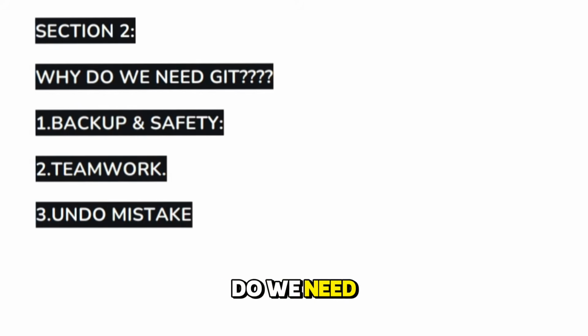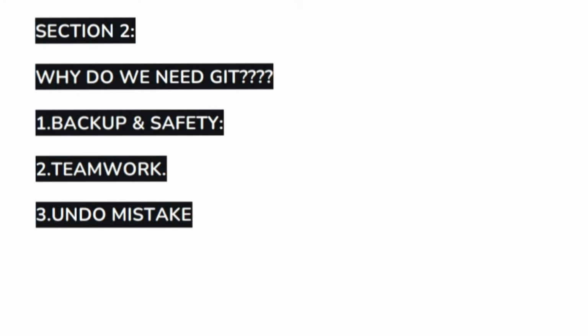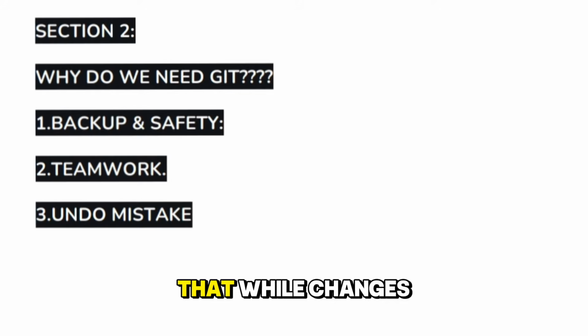Section 2, why do we need Git? There are a few advantages of using Git. First one is backup and safety. Even if your laptop crashes, your code stays safe. The second one is teamwork. Multiple people can work on the same project without overwriting each other's code. Third is undo mistakes. In the last example, I already showed that if you make a mistake while changing the method, you can revert back using Git, commit the changes, and track what happened and what mistake was there in the code. So you can restore an old version anytime.